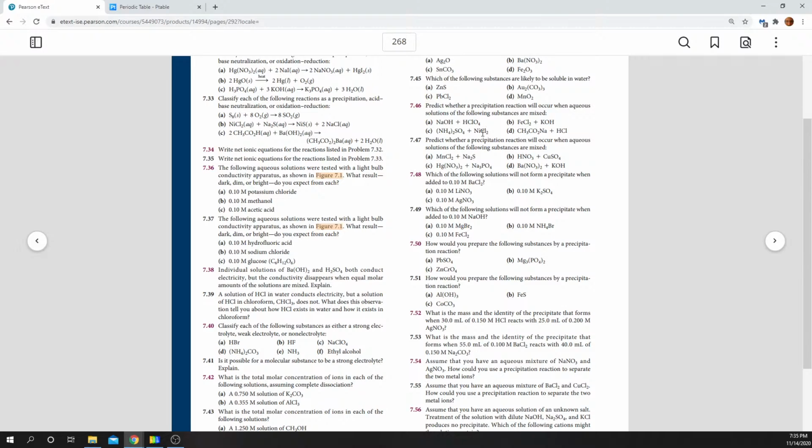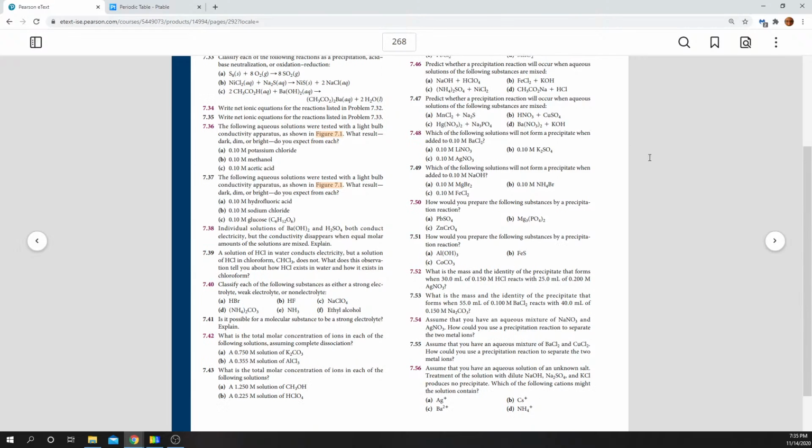Ammonium sulfate plus nickel 2 chloride. Nickel sulfate will not precipitate. It's not one of the exceptions. So this will not produce any precipitates. Sodium acetate, written backward for some reason, plus hydrochloric acid. Again, that will not produce a precipitate.